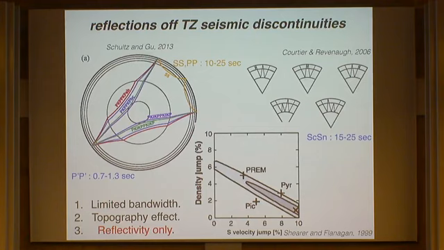The problem of using reflection is that it is very difficult to retrieve and constrain the density jump and the velocity jump independently. Here is an example by Peter Shearer and colleagues. You can have an estimate of the impedance, but there's a strong trade-off between the density jump and the velocity jump. This is one of the main limitations that people try to overcome.